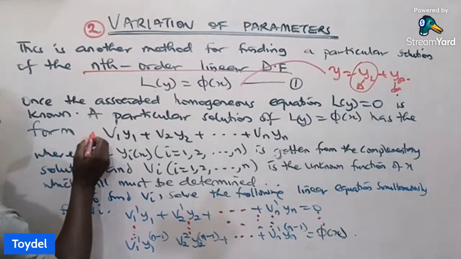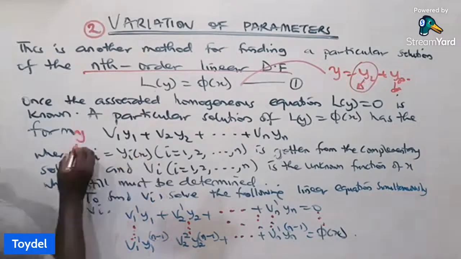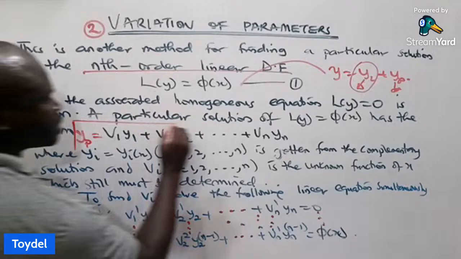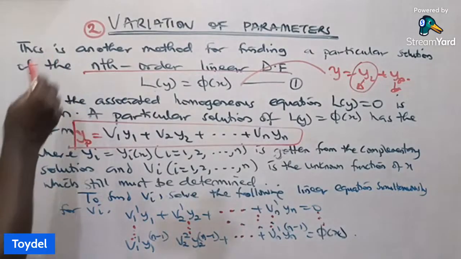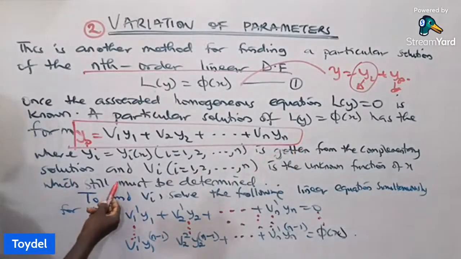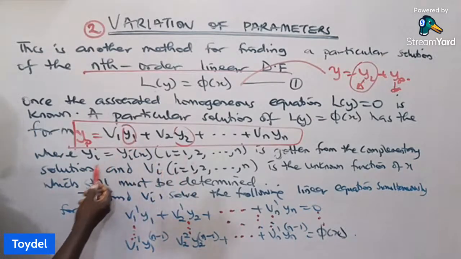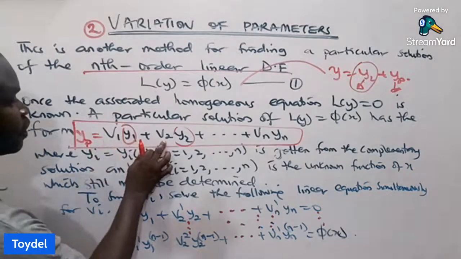In this case, a particular solution using variation of parameters assumes this value. This is how we are going to write the solution when we want to use variation of parameters. Yp will be of this form, where y1, y2 up to yn are gotten from the complementary solutions. So these are the solutions that we have in the complementary solutions. But what about v1? The vi are the unknown functions of x to be determined. So we use variation of parameters to discover v1, v2 up to vn.